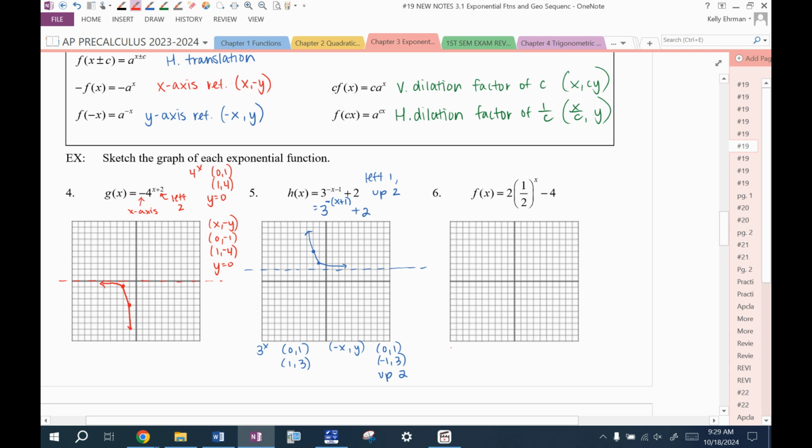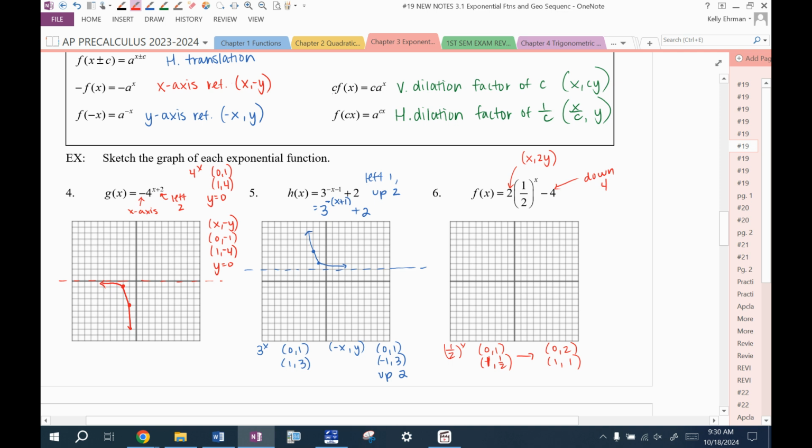Okay, final graph. So what's the 1/2 to the x? What are the nice points? 0, 1, and 1, 1/2. And then what's happening? We have a vertical dilation. Every y value gets multiplied by 2, and then we're going to go down 4. So let's do the dilation. So that becomes 0, 2, and 1, 1. Multiplying y equals 0 by 2 doesn't matter.